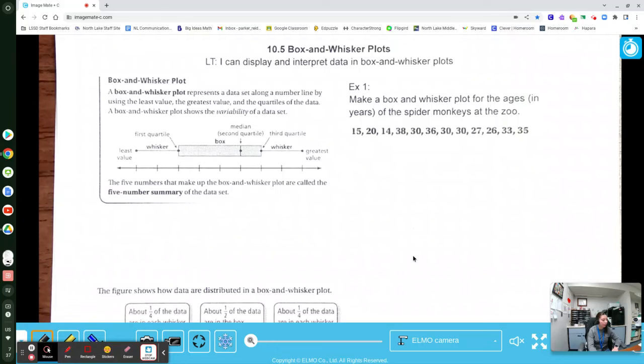Hey students, in this video we're going to talk about section 10.5, which is about box and whisker plots. Our learning target today is: I can display and interpret data in box and whisker plots.